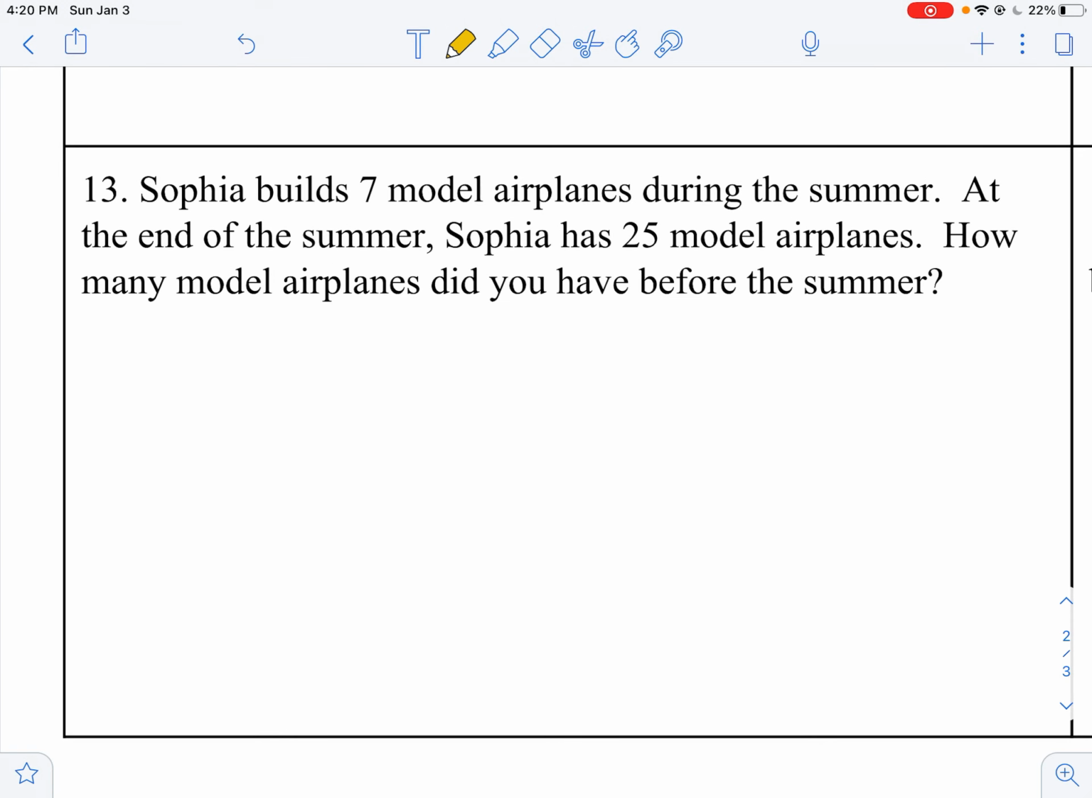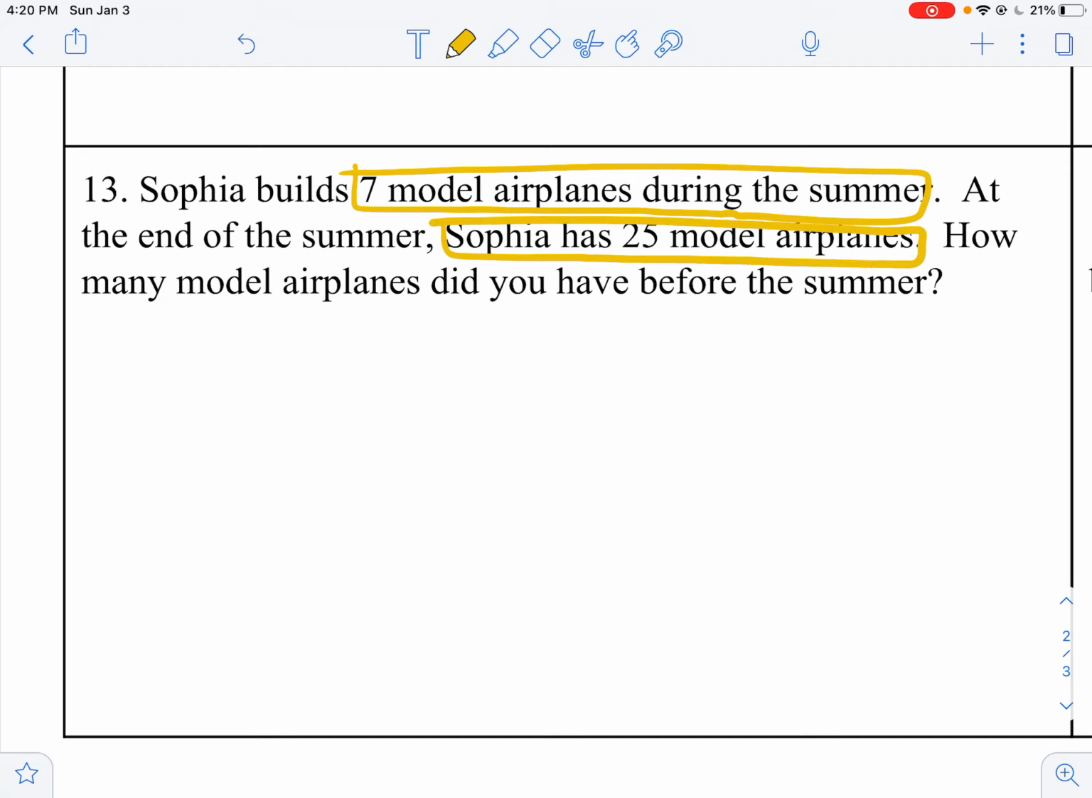Okay. This last question we're going to do here is a word problem. Sophia builds 7 model airplanes during the summer. At the end of the summer, she has 25 model airplanes. How many did she have before the summer?